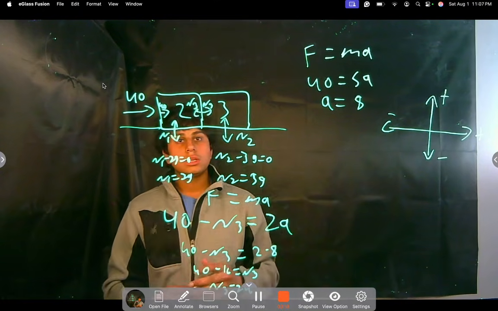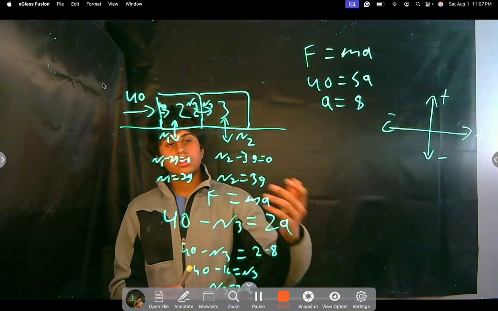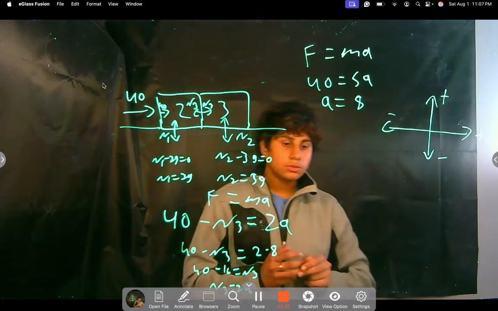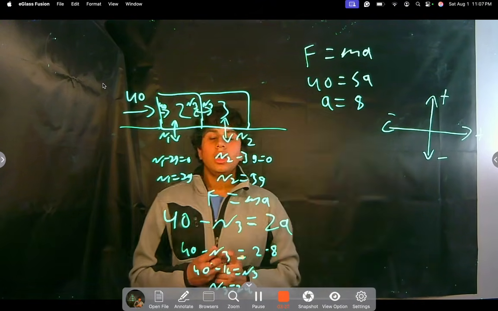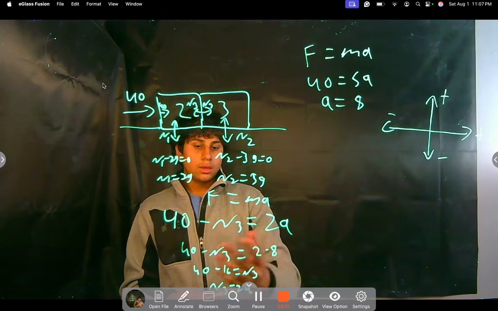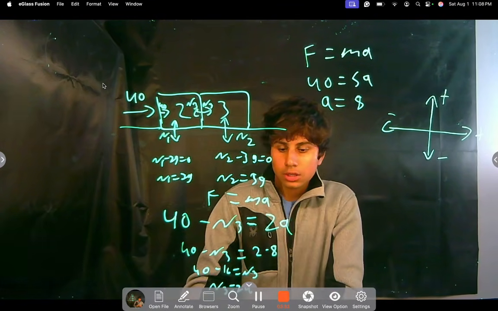You could do the same thing with the other side, but working with this block with 2, I feel is easier for me. And yeah, that's how you do this problem, and that's how you got N3 is 24.